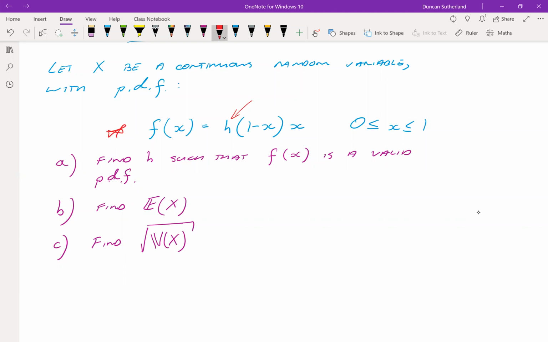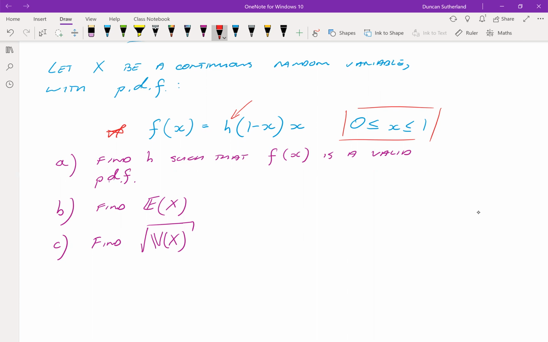Valid PDF means that it integrates to 1 over the whole domain, right? So we've got a restriction on our values of little x, so we just have to compute an integral and force f to be normalized to 1, right? So normalized so that the integral of f is 1.